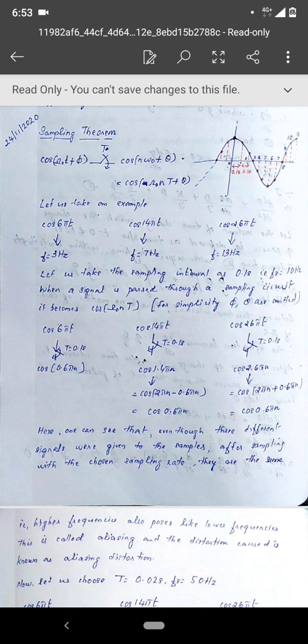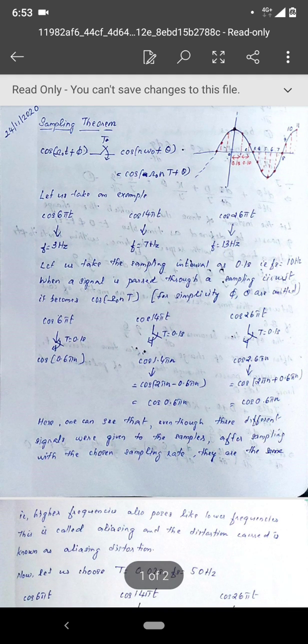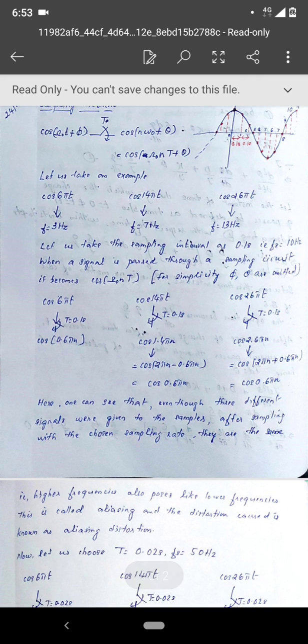Let us take an example where we have a composite signal. That composite signal has three different frequencies. One is cos 6πt, another is cos 14πt, and the other is cos 26πt. Why is this called a composite signal? Because this single signal itself has three different frequencies. One is f equal to 3 hertz, the other is 7 hertz, and the other is 13 hertz.